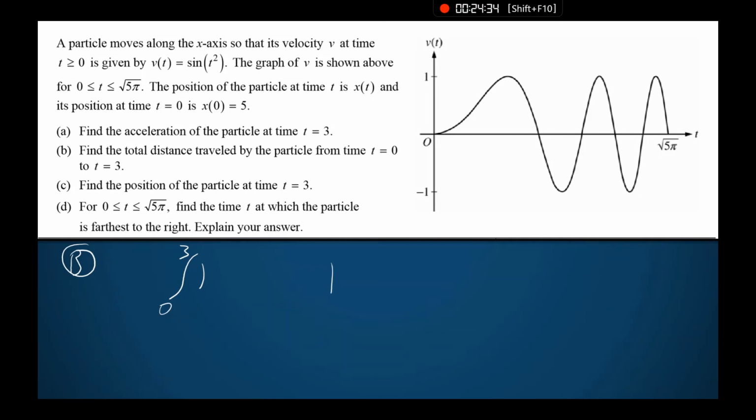So this is, we're going to integrate the absolute value of v of t in terms of time. Or the integral from 0 to 3 of the absolute value of sine t squared dt. Now, because this is with a calculator, it's okay to go straight from here into our answer.